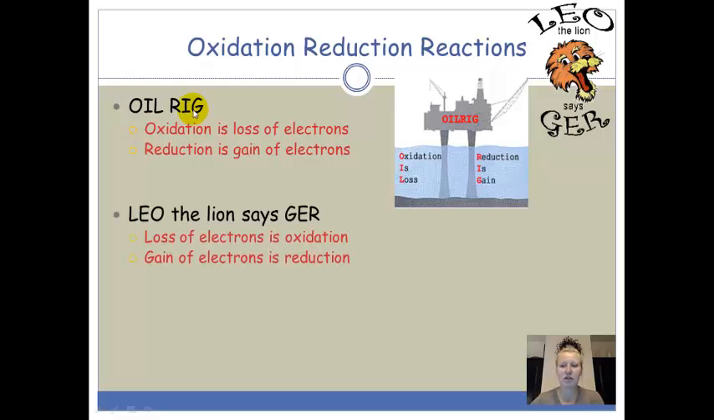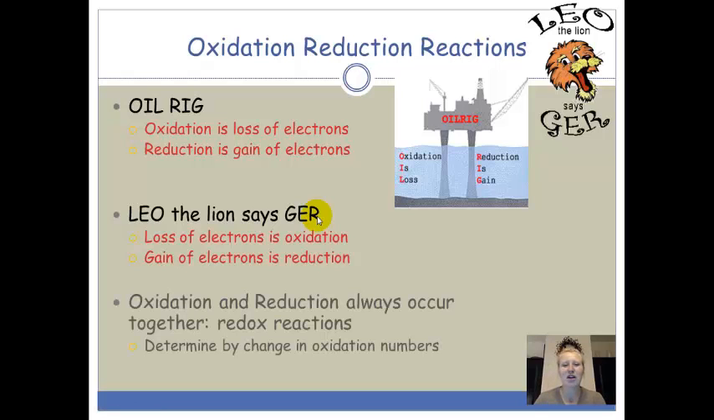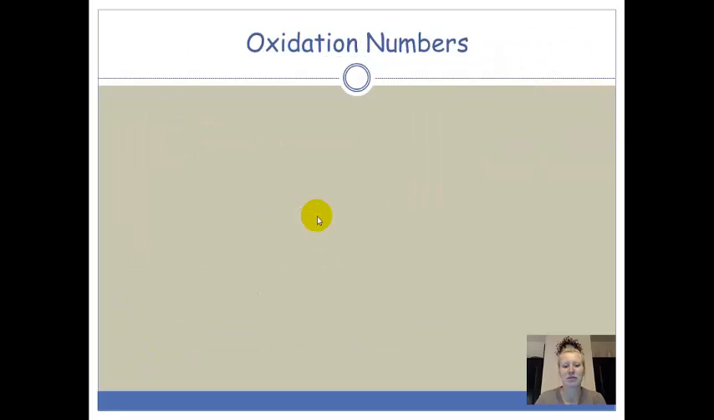Some people prefer to use Leo the lion says GER. So for this moniker, Leo the lion, L for loss of electrons is oxidation, and GER, the gain of electrons, is reduction. So this is how you remember which is oxidation and which is reduction. Oxidation and reduction always occur together, and when they occur, you have a redox reaction, meaning electrons are being transferred. You determine what's being oxidized and what's being reduced based on the change in their oxidation numbers.